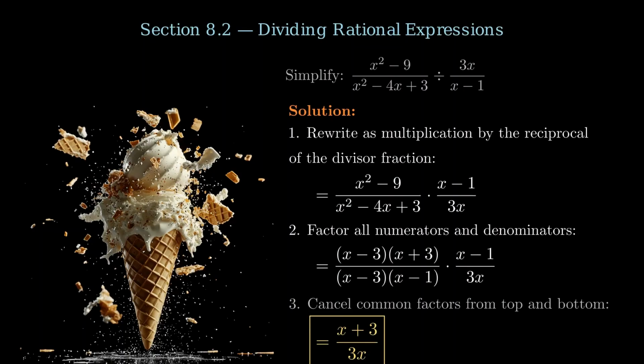Next, factor all numerators and denominators completely. X squared minus 9 becomes x minus 3 times x plus 3. The quadratic denominator factors into x minus 3 times x minus 1. Now, cancel out all the common factors. The groups x minus 3 and x minus 1 cancel out completely from the top and bottom. Finally, we get the simplified result, x plus 3 over 3x.